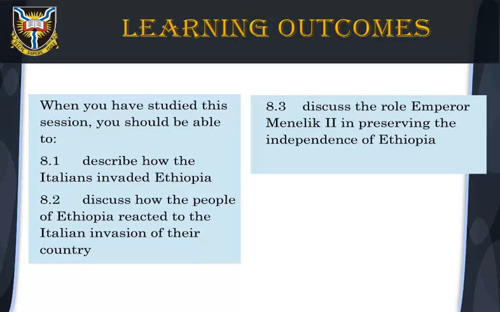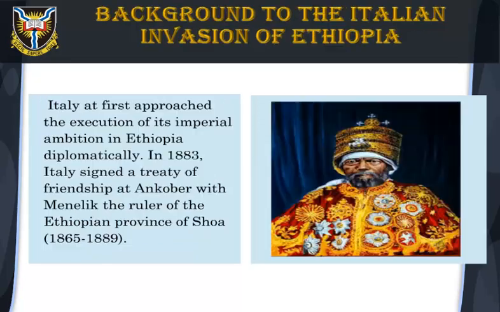Learning outcomes. When you have studied this session, you should be able to: 1. Describe how the Italians invaded Ethiopia. 2. Discuss how the people of Ethiopia reacted to the Italian invasion of their country. 3. Discuss the role of Emperor Menelik II in preserving the independence of Ethiopia.